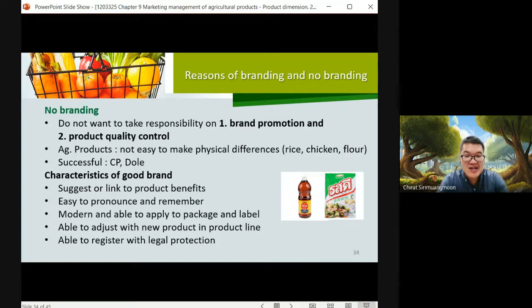Modern and able to apply to the package. So you need to think about whether your brand is able to apply to all products, which is good for all products. Then able to adjust to a new product line. Like if you have a production line and you need to add more products, your brand should fit with those products, with flexibility to add into the product line, and also be able to register for legal protection. It should be protected by law as well.